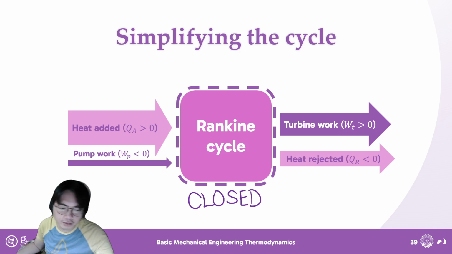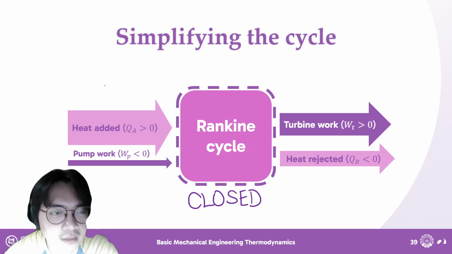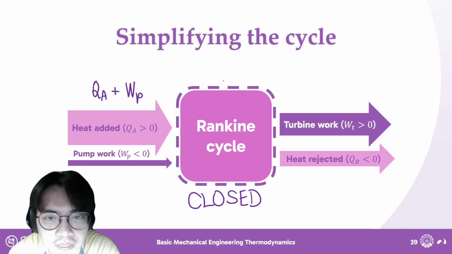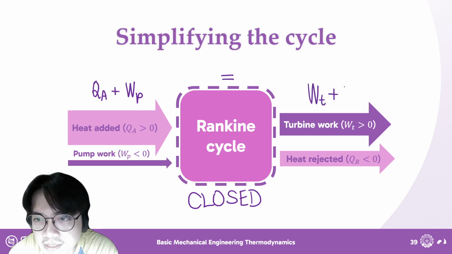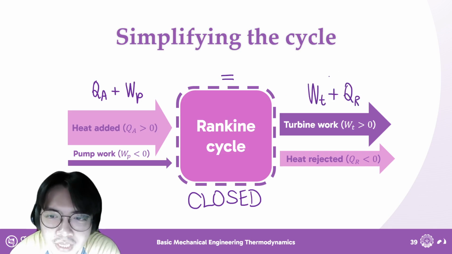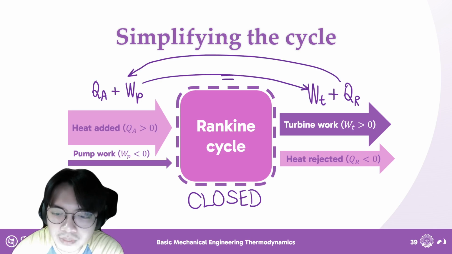This will be another way for us to see that, look, whatever goes in, QA plus the pump work, should be equal to whatever comes out, the turbine work plus the heat rejected. In this case, what you can actually do is repurpose: put the QR on this side, put the WP on this side, and you will get, right?